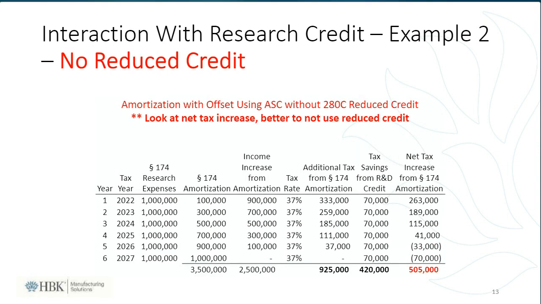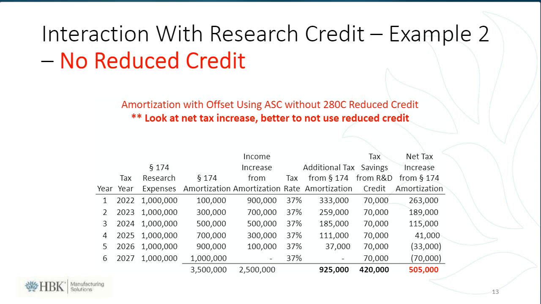Here's an example with not taking the reduced credit. And again, normally under the old rules, we would take a reduced credit all the time. We would want to take that because we would have to add back $70,000 of R&D expenses for tax purposes unless we took that reduced credit.